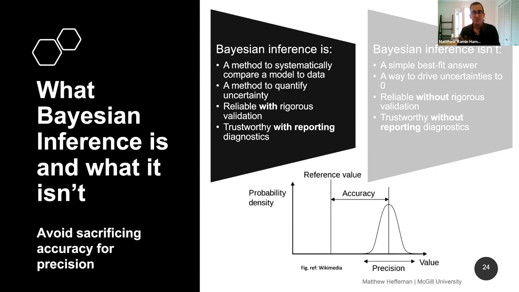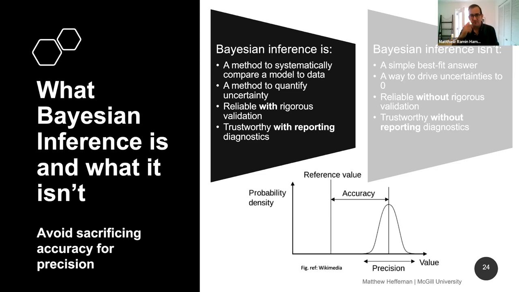Bayesian inference is also reliable with rigorous validation, but it's not reliable without that. So to ensure that your results are reliable, you need to rigorously validate your model and validate the tools that you're using to do this inference. Finally, it is trustworthy when you report your diagnostics. So again, making sure your model works, making sure your tool works. But if you're not reporting those diagnostics about the tools that you're using, it's not necessarily as trustworthy, because there are so many things that might just be a little bit off in such a complicated modeling environment. And we're going to see a little bit of examples of how to do these diagnostics, as well as to do rigorous validation in the hands-on session.